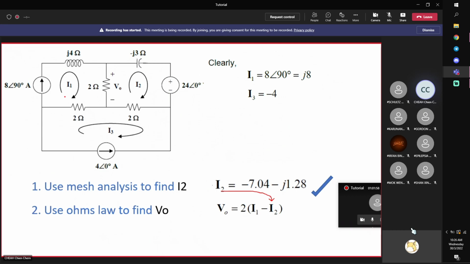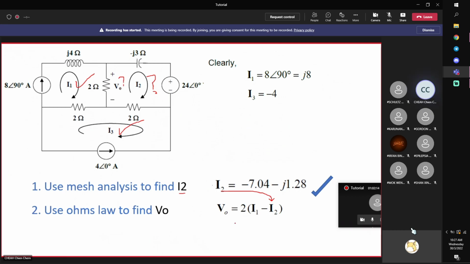So far what we've done is this. We use mesh analysis to find I2. Why only I2? Because this is already known. This is already known. The only unknown is I2. And after we found I2, we use it to find V0.